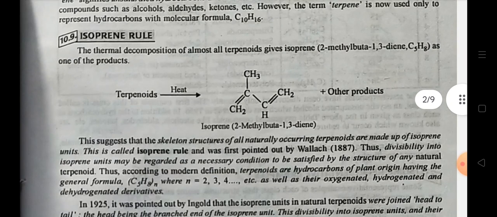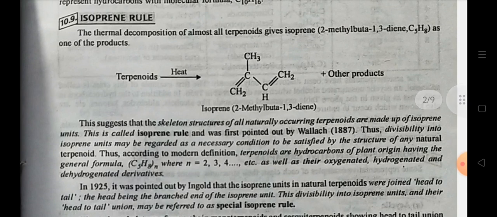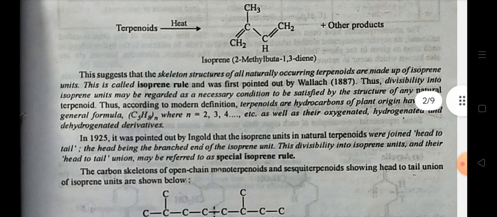Isoprene rule. The thermal decomposition of almost all terpenoids gives isoprene, 2-methyl-buta-1,3-diene, C5H8, as one of the products. Terpenoids on heating give isoprene, 2-methyl-buta-1,3-diene, plus other products. This suggests that the skeleton structures of all naturally occurring terpenoids are made up of isoprene units. This is called the isoprene rule and was first pointed out by Wallach in 1887.